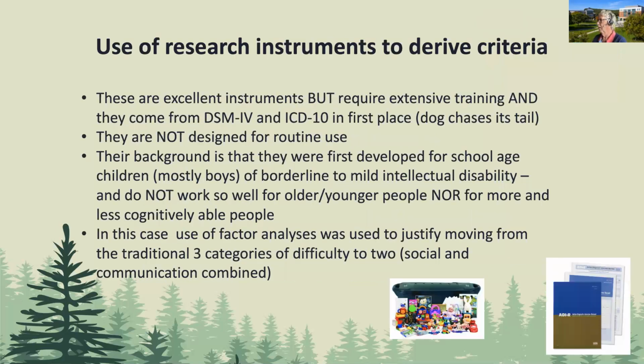So let me say a word about using research instruments to derive criteria. These are excellent instruments. They do require extensive training, and they come from DSM-4 and ICD-10 in the first place. So the dog starts chasing its tail. They're not designed for routine clinical use. Some poor doctor out in the middle of nowhere is pulling a book off the shelf to read about autism, to think about a case that he is all of a sudden dealing with. He is being shown criteria derived from these diagnostic and research instruments for which he's had no training.